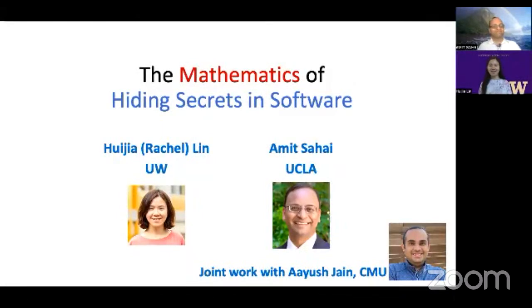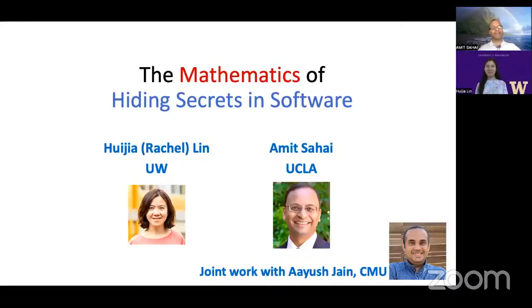Hi, everyone. My name is Rachel. I'm very happy to be invited to tell you about our latest work. And my name is Amit Sahai, and it's truly an honor to be here to speak at this special sectional lecture at ICM. And what we will be talking about is the mathematics of a fascinating and seemingly impossible goal, that of hiding secrets within working software. And this is joint work with our wonderful collaborator, Aayush Jain, who's at CMU.